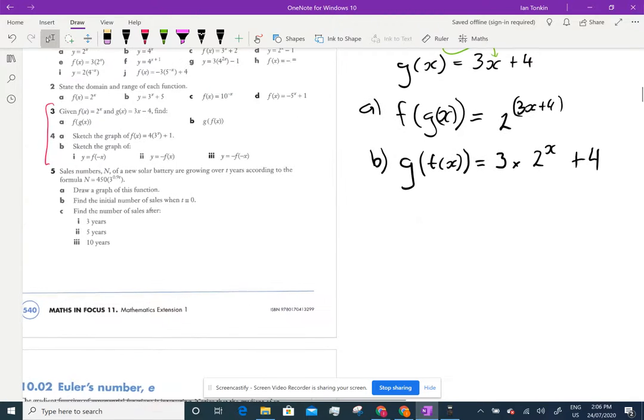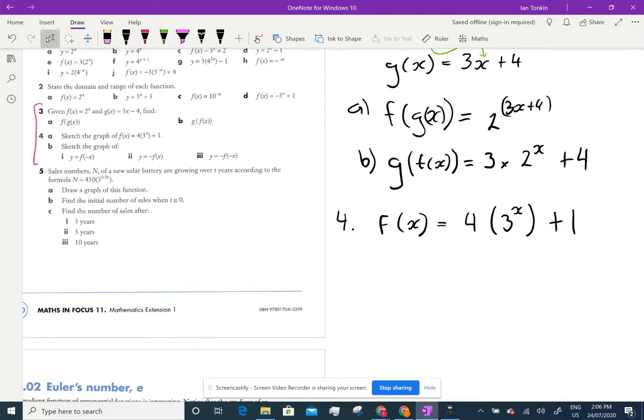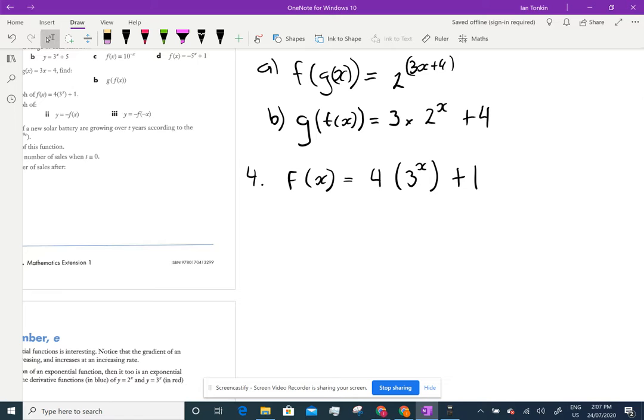Now in question 4, and this is important because we've got to learn to flip these graphs. First of all, I've got this function which is f of x, which is 4 times 3 to the x plus 1. Now, we're going to look at Desmos in a minute to see how this affects this curve.